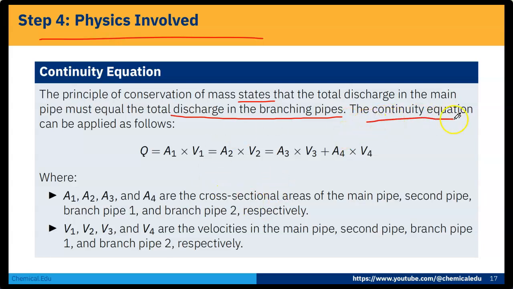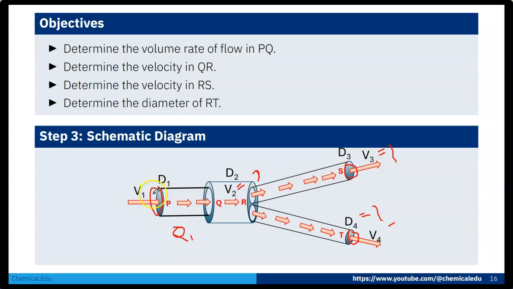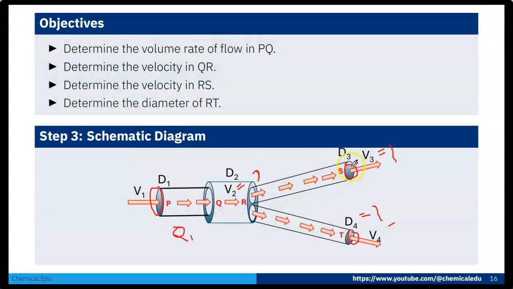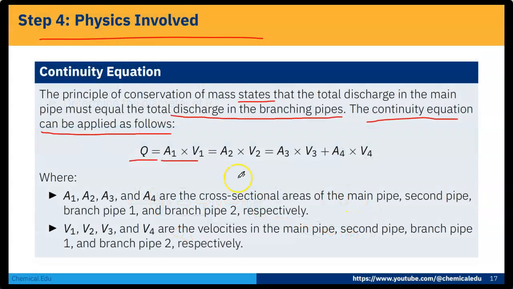So here the continuity equation can be applied as follows. Q is A1 into V1. Here Q is nothing but the cross-sectional area of the PQ pipe times V1, which is equal to the cross-sectional area of QR times V2, which is equal to the cross-sectional area A3 times V3 plus the cross-sectional area A4 times V4. So Q is equal to A1 V1 is equal to A2 V2 is equal to A3 V3 plus A4 V4.